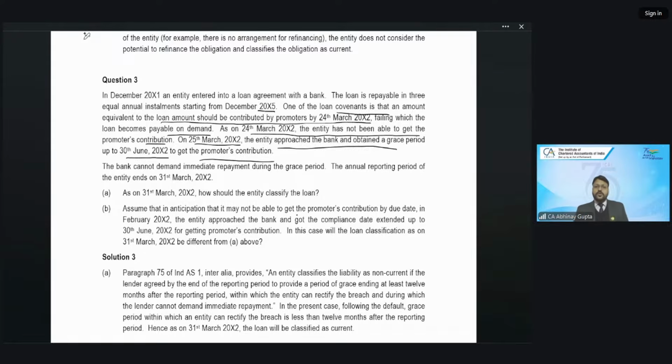Right? So there is a loan agreement with a bank where the condition is that the promoter contribution should be received by 24th March. The entity believes they may not be able to get it by 24th March, hence they agreed with the banker to get it by 30th June, with a grace period. The bank cannot demand immediate repayment during the grace period. The annual reporting period ends on 31st March 2002. As on 31st March 2002, how should the entity classify the loan?